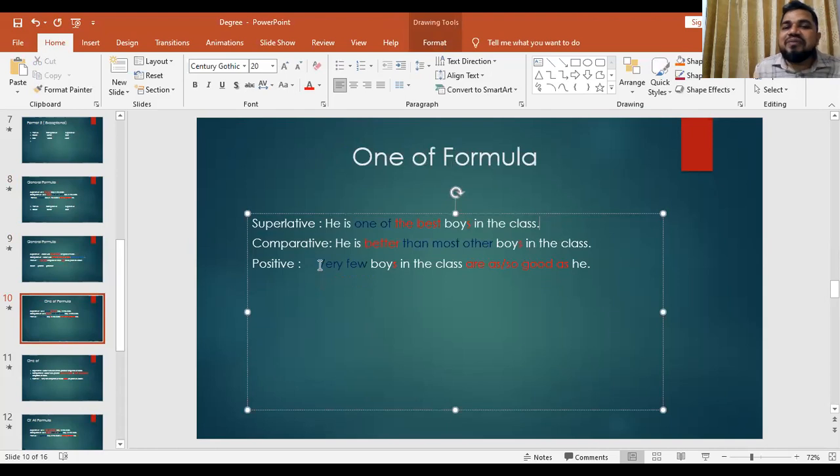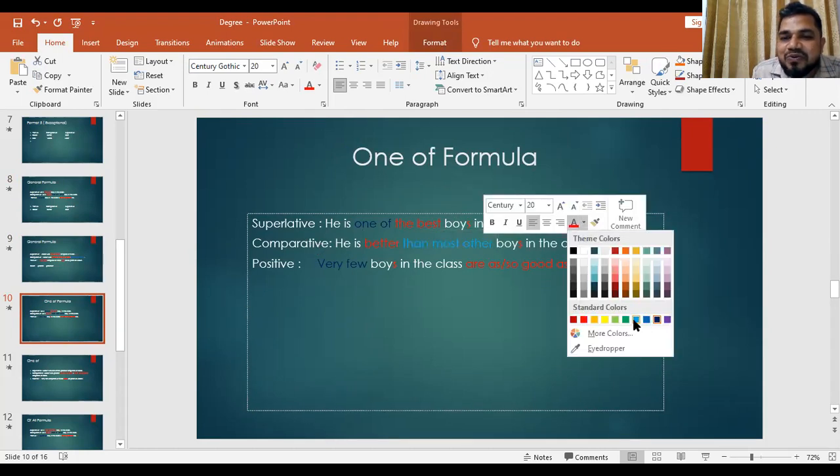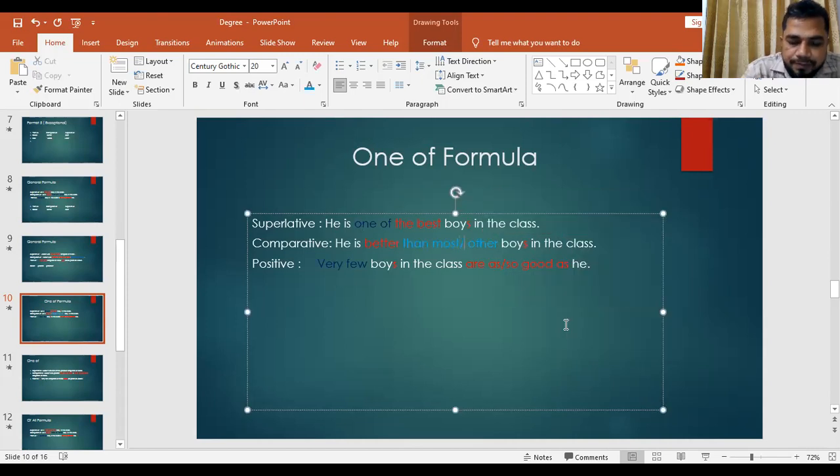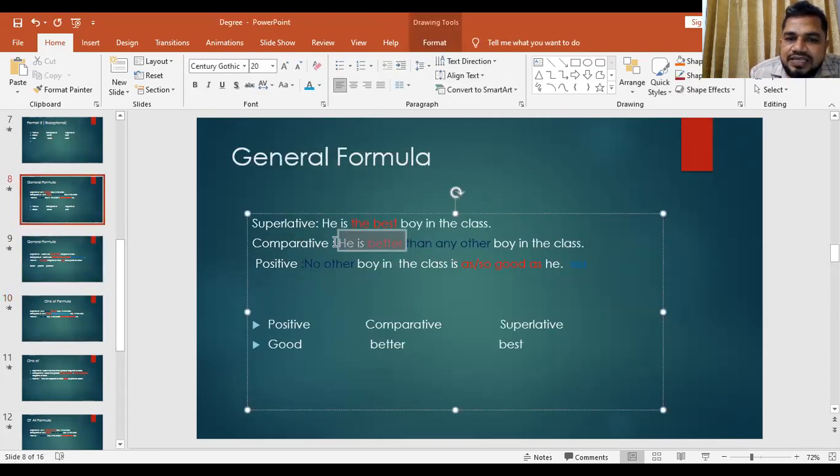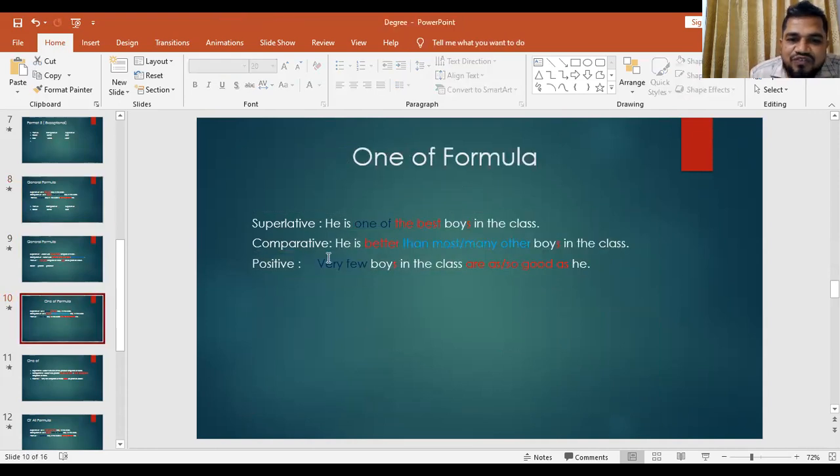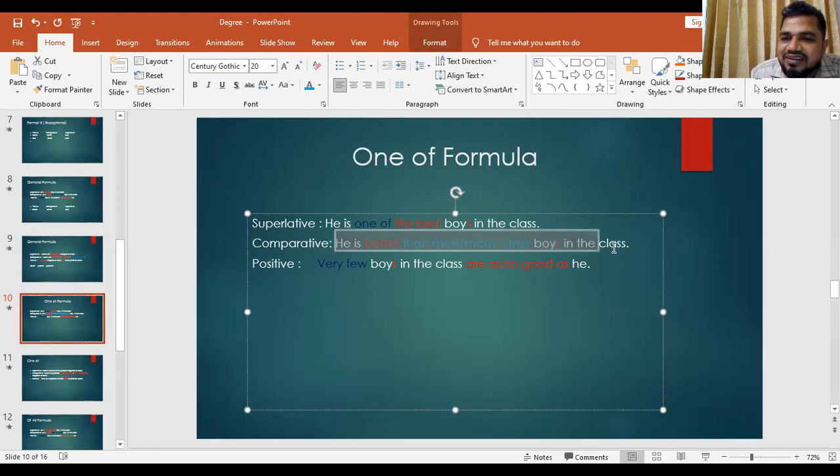Okay. And when you see the superlative degree is formed with one of, then you have to remember, when you turn this into comparative degree, the best will be better. The best will be better. Then what do you have to write? Most other. Most other or many other, no problem. You can write either than most other or than many other. Next, boys in the class. Okay, that means in the general formula, he is better than any other boy in the class, but in the one of formula you are looking, he is better than most other or many other boys in the class.